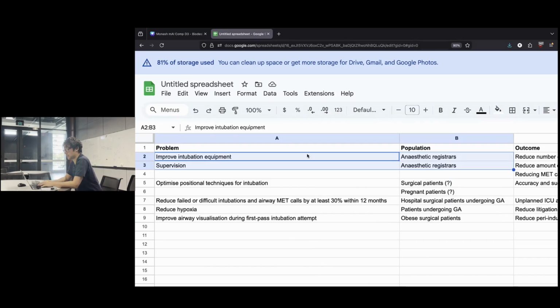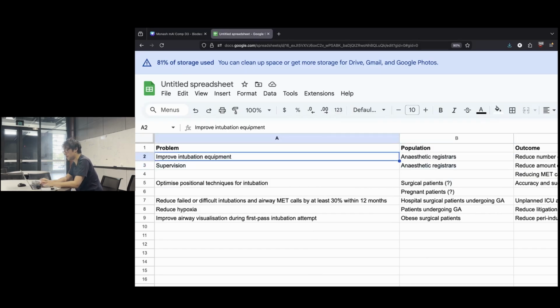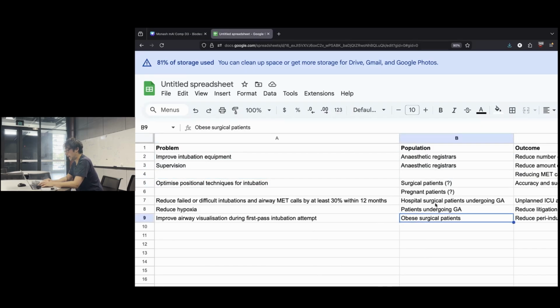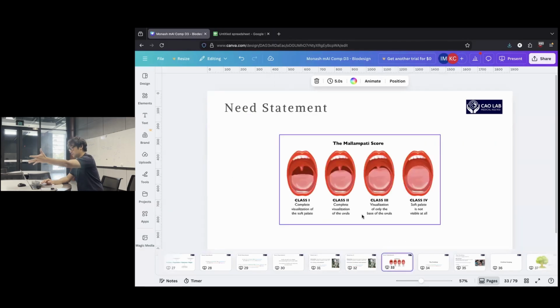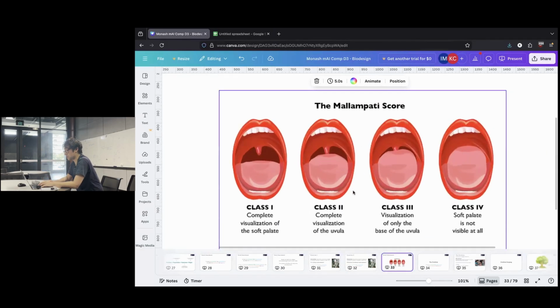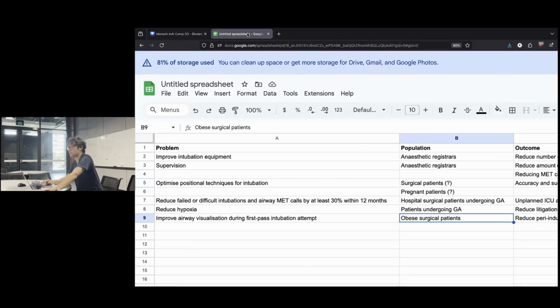It's interesting to see that, and I'm glad to see that someone thought of education, someone thought of equipment, someone thought of how you might do better for difficult patients, right? It could be that the patient themselves were difficult. For example, I'm sure you've seen the Mallampati score before. Some patients inherently are just more difficult to intubate because of obesity or pregnancy or whatever it is. And so it might not actually be a reason of the skill of the anesthetic registrar, but rather a particularly difficult to intubate patient.